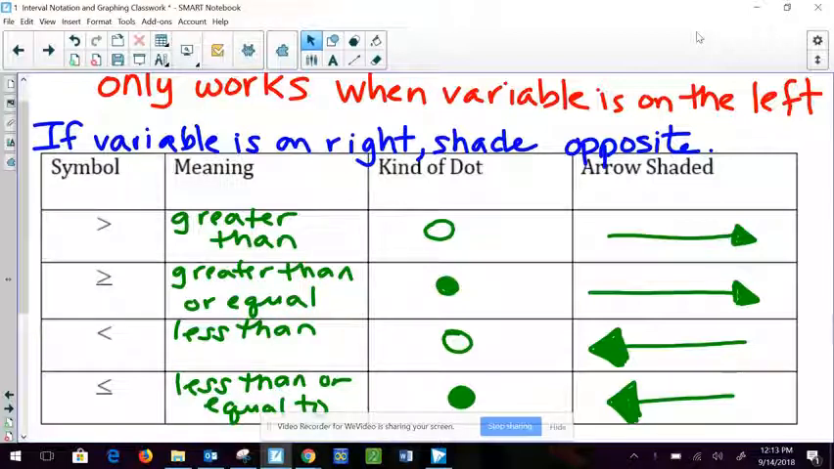Today, we're going to start working with inequalities. The good news for this current unit is that the same solving steps are going to apply, but we do need to go over some details when it comes to graphing our inequalities. So take a moment, pause right now, and copy down this chart onto your notes.